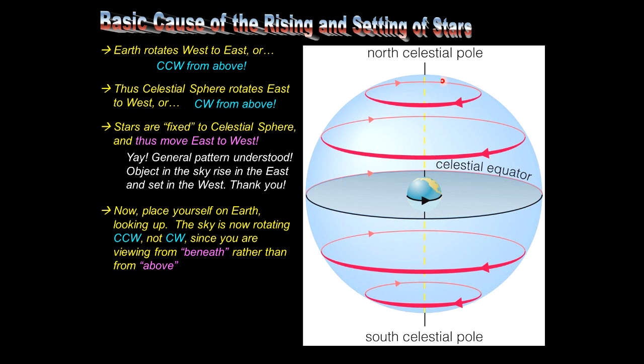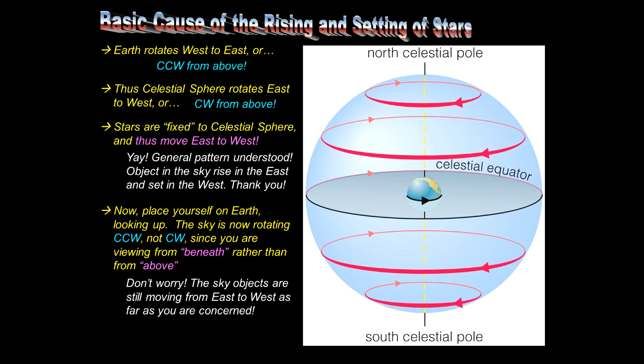Up here, it looks like it's going clockwise. From underneath, standing on here, put yourself there and you'll realize it's actually moving counterclockwise. So that's the direction in the northern hemisphere that the sky appears to rotate, is counterclockwise. But the objects that are moving are still always going east to west. So no matter where you are on the Earth, you can always say, well, objects are going to rise off the horizon in the east and set in the west. That's something that you can bank on.